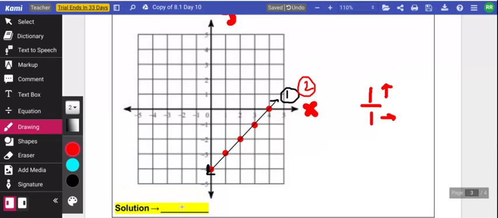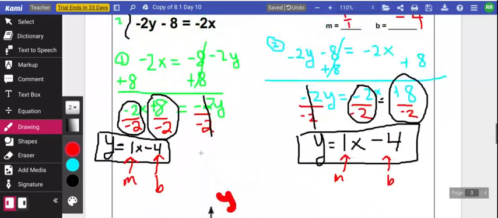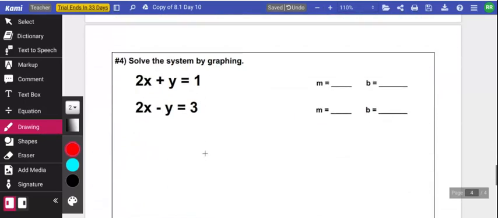Okay, so how many solutions are there? Where do these lines intersect? Well, they intersect at every single point on the line, which is an infinite amount of solutions. And so the solution is an infinite amount of solutions. These lines intersect at every point on the line. So infinite solutions.